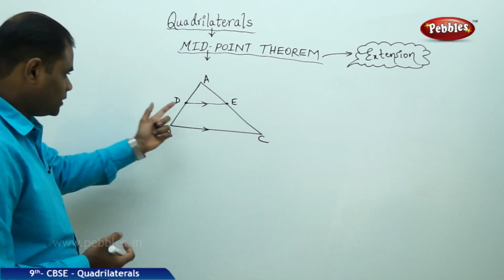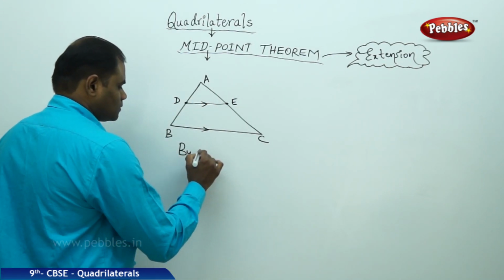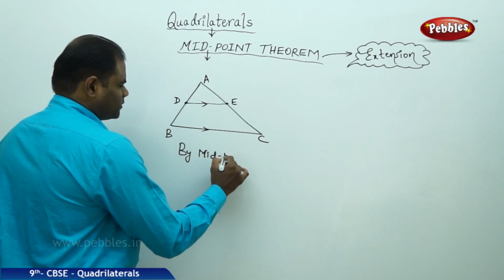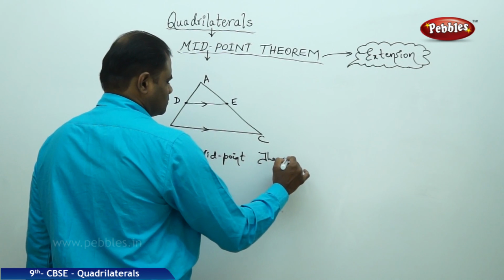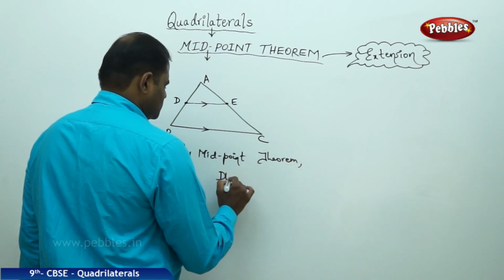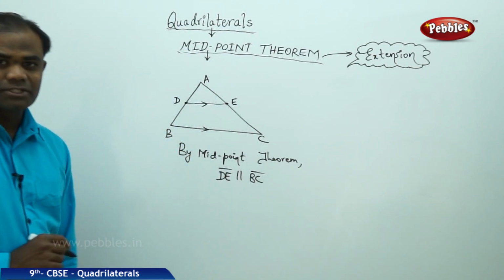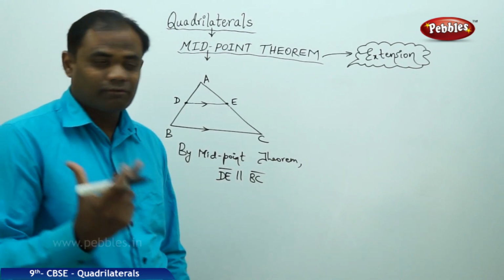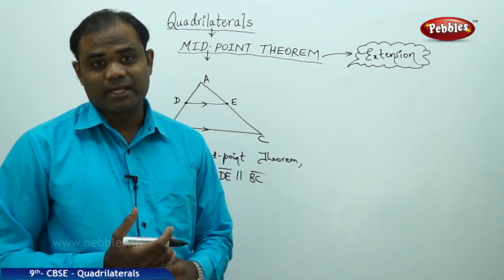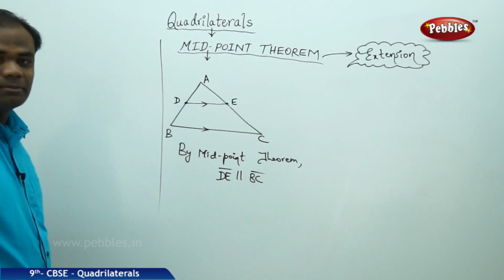So along with DE being parallel to BC, by midpoint theorem, DE is parallel to BC. But the extension property says that the length DE will exactly be half of the length of the third side BC. So let's see the extension mathematically.